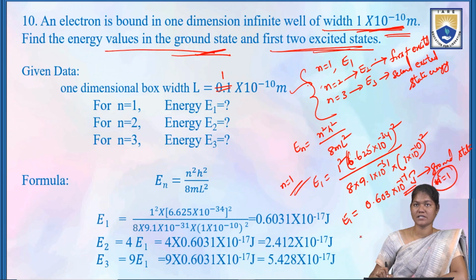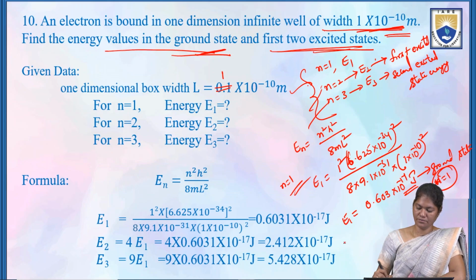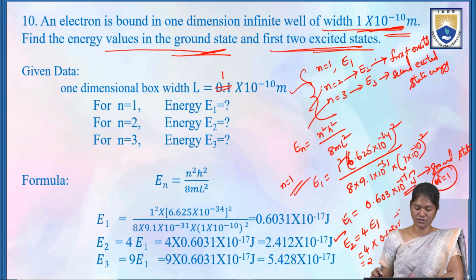So for the first two excited states, n is equal to 2 and n is equal to 3. For the first excited state, the formula gives 4E1. So substituting 4 into E1, the E1 value is 4 into 0.603 into 10 power minus 17. So we'll get 2.412 into 10 power minus 17 joule.